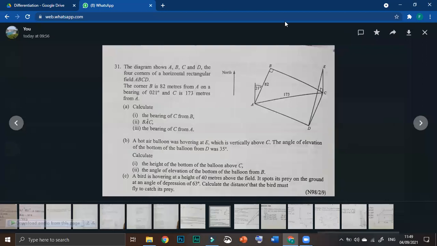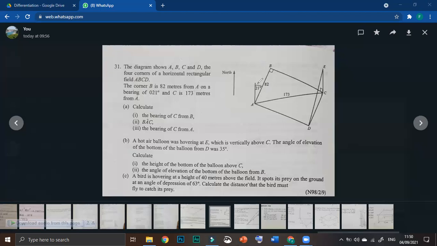Now question number 31. The diagram shows A, B, C, and D, the four corners of a horizontal rectangle. Now this angle A, this angle B, this angle C, and this angle D are all 90 degrees because this one is a rectangle. The corner B is 82 meters from A on a bearing of 021.